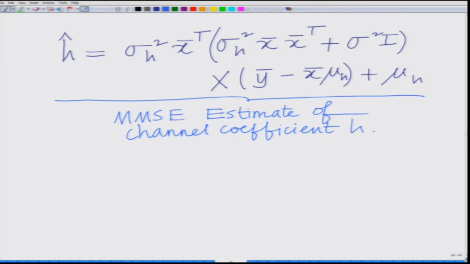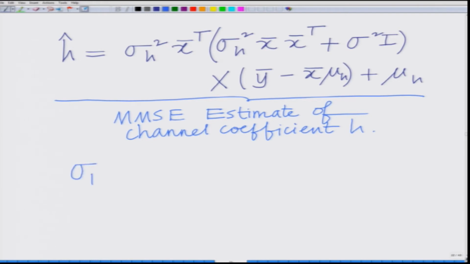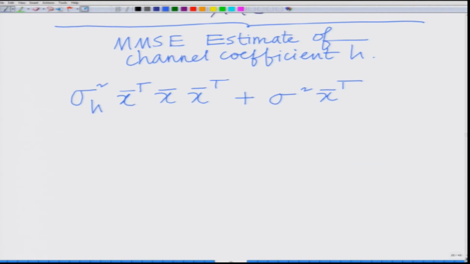Now what we are going to do is we are going to simplify this expression to obtain an expression which is much simpler to analyze and basically to derive insights from. Okay, so we are going to simplify this expression. Now realize, similar to the wireless sensor network scenario, we can start with sigma h square x bar transpose x bar transpose plus sigma square x bar transpose. Now I can expand this quantity.